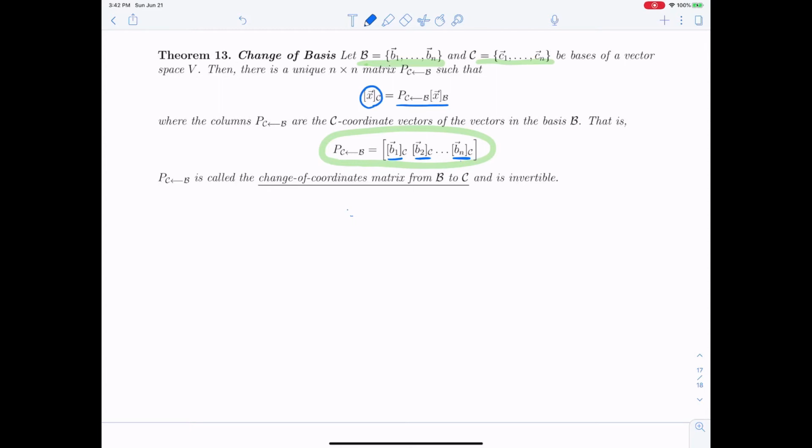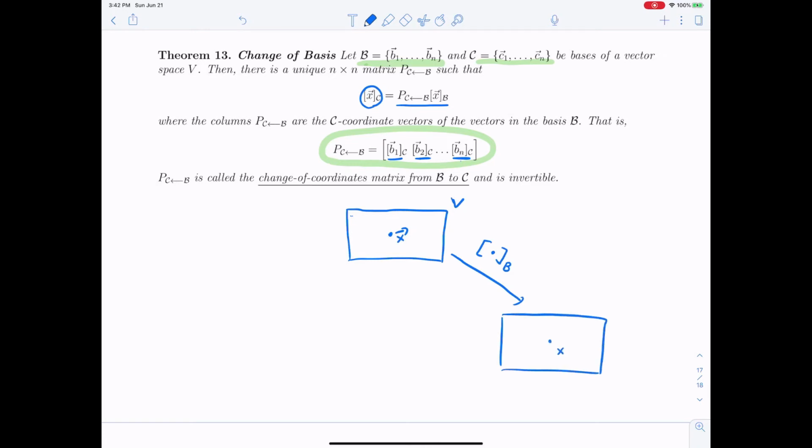More specifically, suppose that you have a vector space V over here and a vector x inside V. If you take the B-coordinate, say this function, the coordinate mapping, then you will get the coordinate vector [x] sub B in Rn. On the other hand, if you take the C-coordinate, then you get another vector in Rn, such that the vector x gets sent to the C-coordinate vector in Rn.